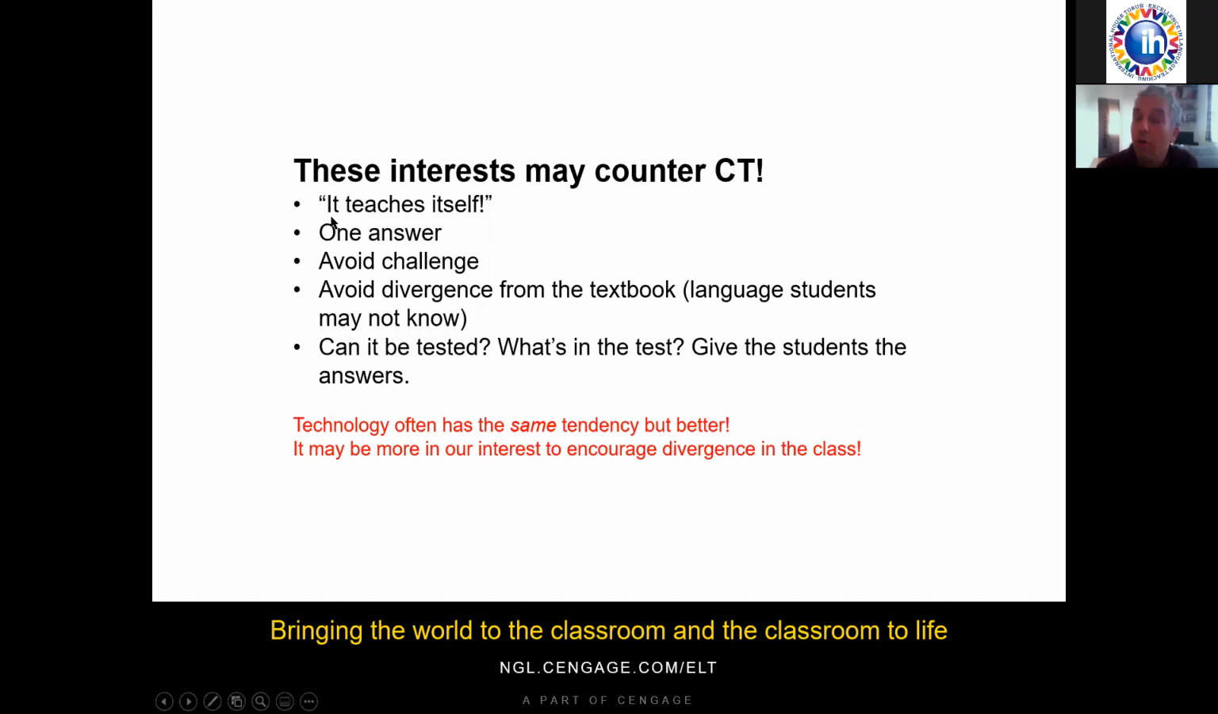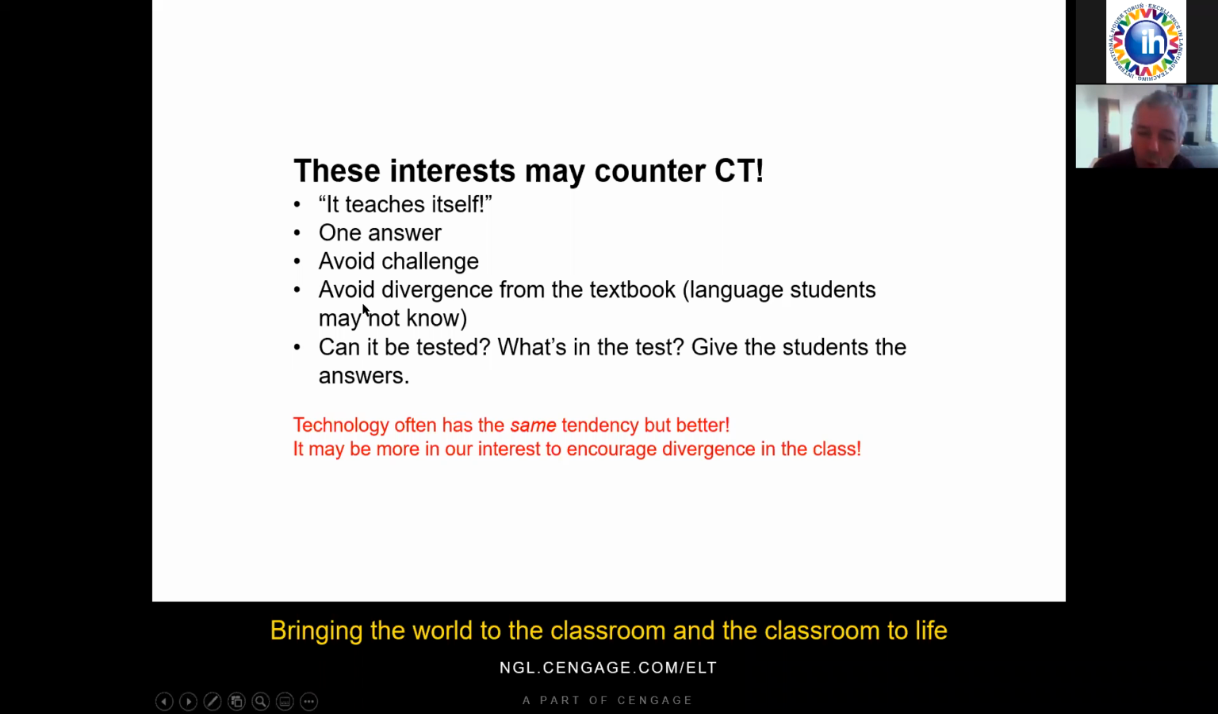So we'll often hear teachers talk about course books saying it teaches itself, or they will want an exercise which only has one answer or avoids challenge. They want an easy material so that the students can get through it, and there are no difficult questions which come out of this.